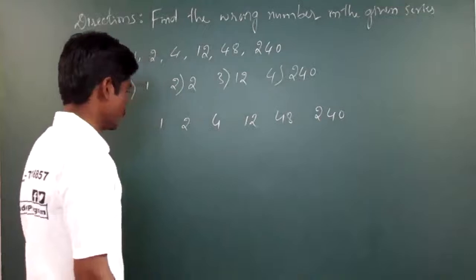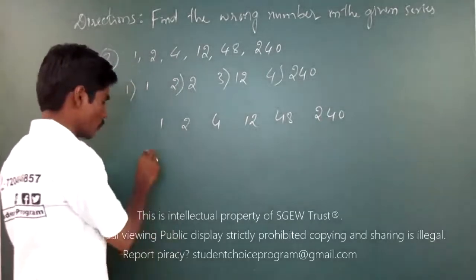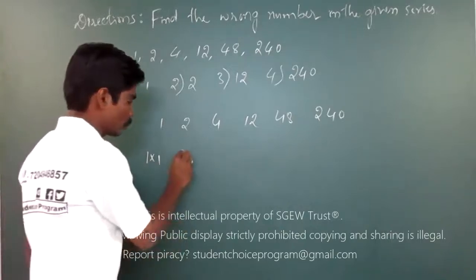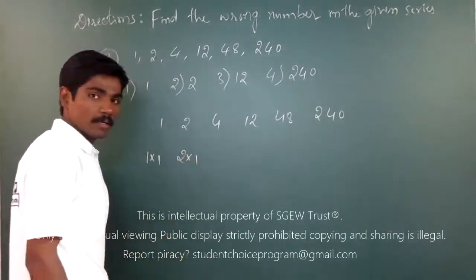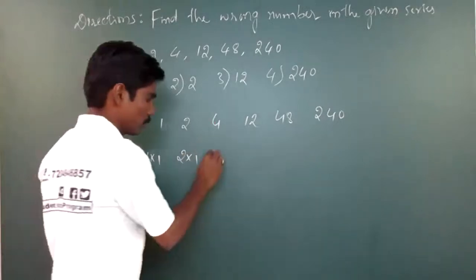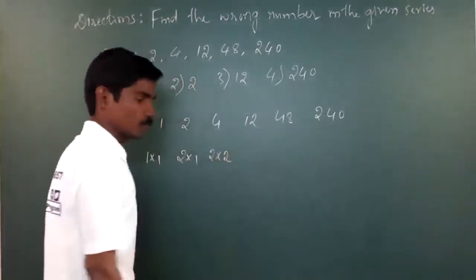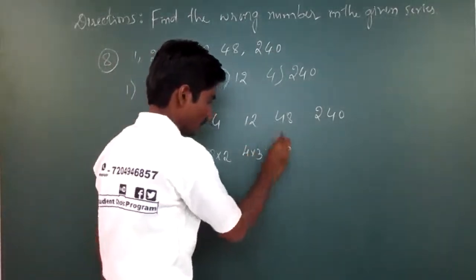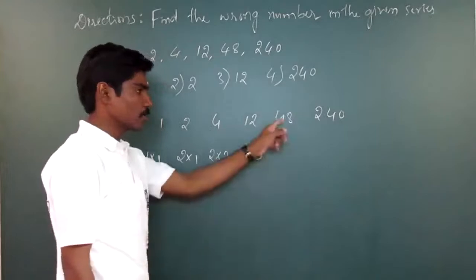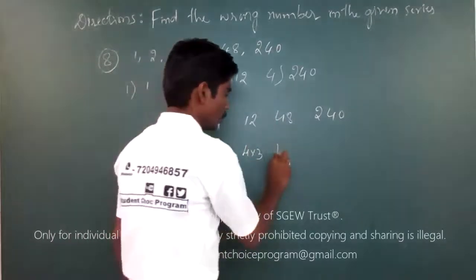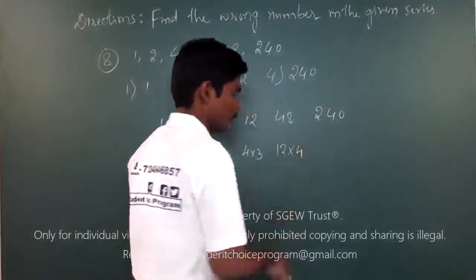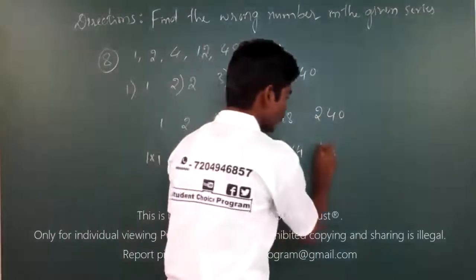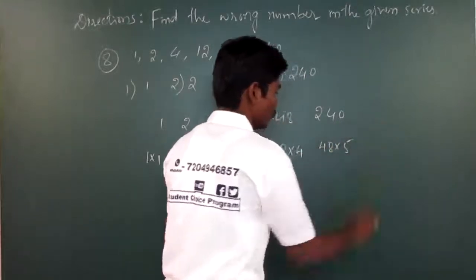Well friends, see, this 1 can be written as 1 into 1. This 2 can be written as 2 into 1. Similarly, the 4 can be written as 2 into 2. Now, the 12 can be written as 4 into 3. Similarly, the 48 can be written as 12 into 4. Okay, 240. This 240 can be written as 48 into 5.